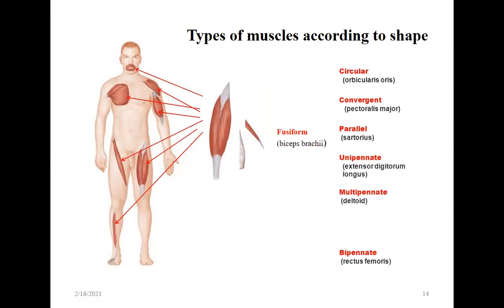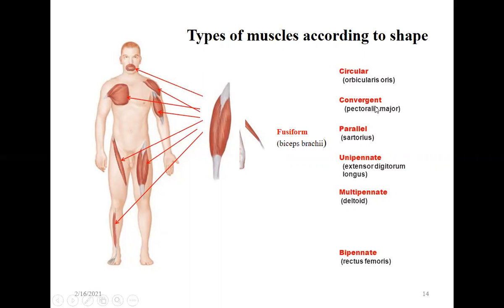So again, these pictures are giving you the same details, showing you with different pictures and different names. Okay, the types of muscle according to shape. Circular muscle, here you can see these are circular muscles. Orbicularis oris, here it is shown, the oris. Before, you saw the one around the eye called the orbicularis oculi. Here this is the oris.